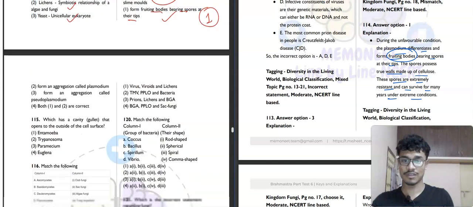Now we will read the other options as well. That it forms an aggregation and causes plasmodium. This is correct for which one? This is correct for favorable condition, not for unfavorable condition. Then forms an aggregation and causes pseudoplasmodium. This is baseless, so this is not correct.